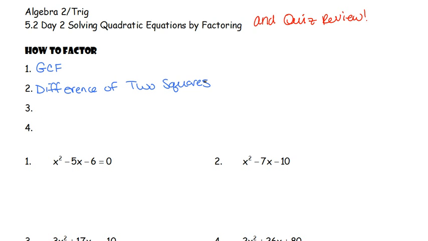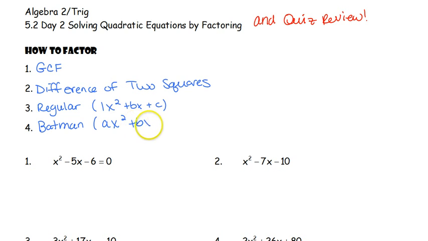For number 3, the next thing we look for is regular factoring. And if we are doing regular, that is when we've got 1x squared plus bx plus c. And our last option, even though it's amazingly awesome, is Batman. And Batman is when you have a coefficient with that x squared.